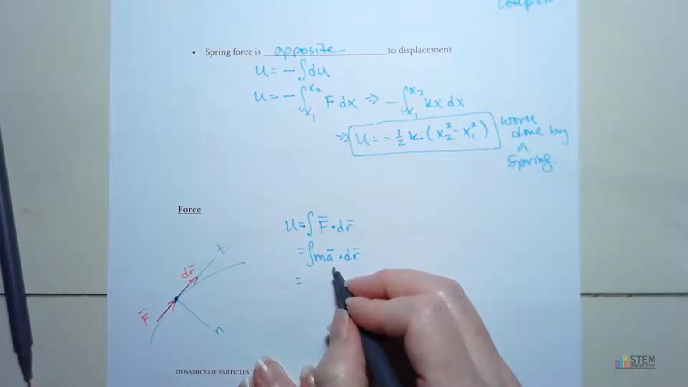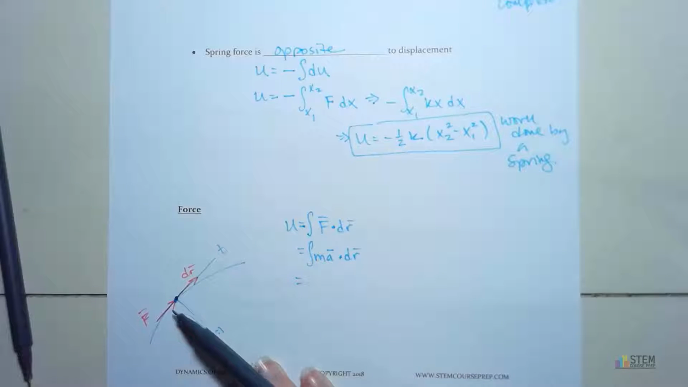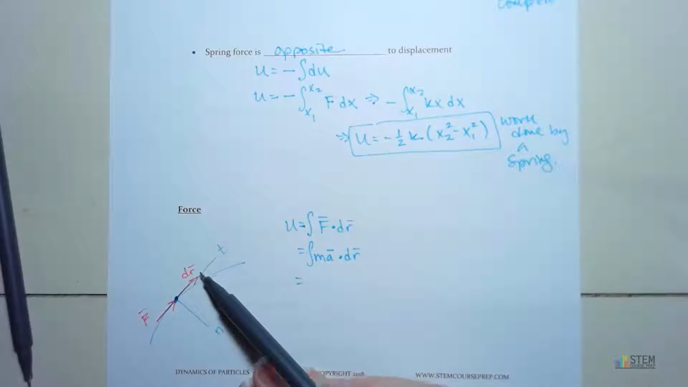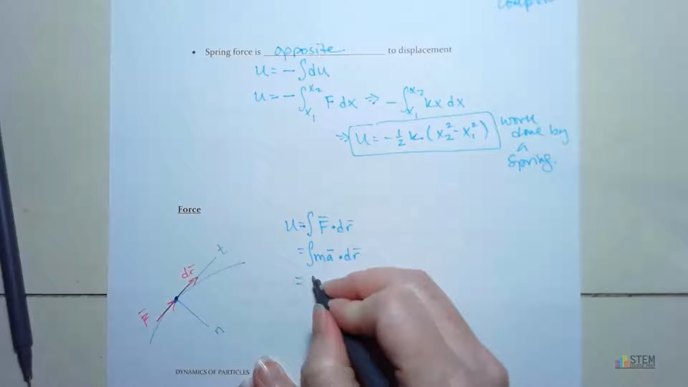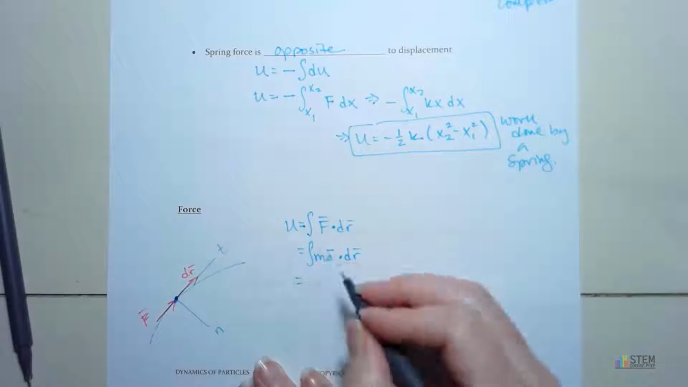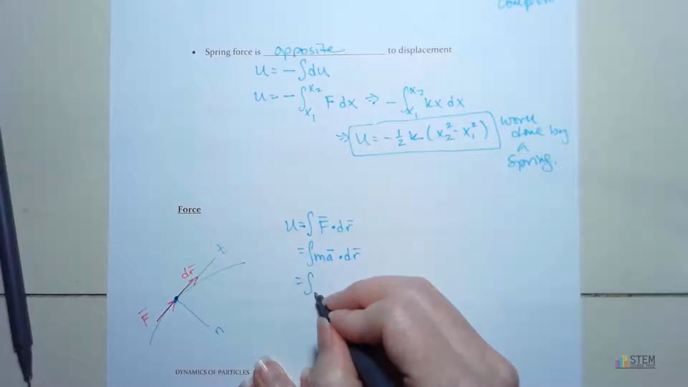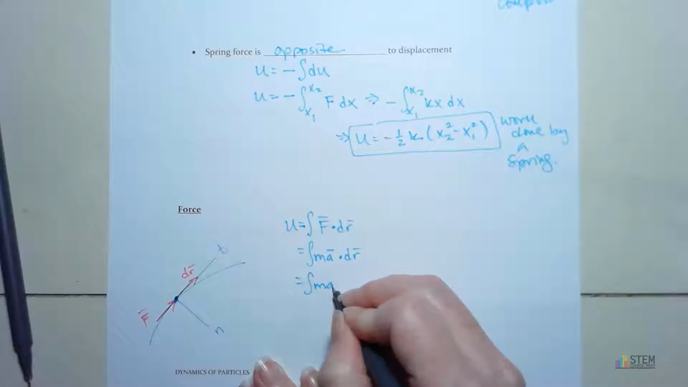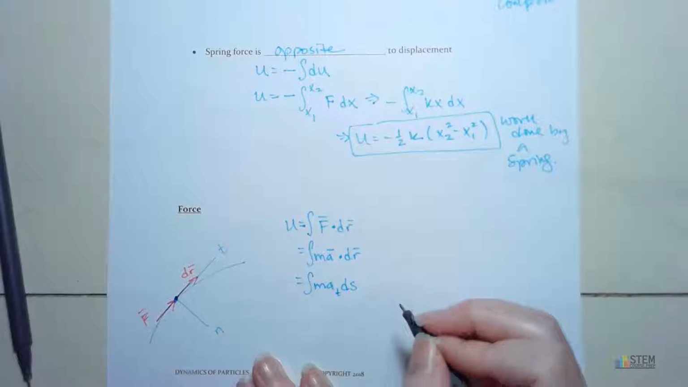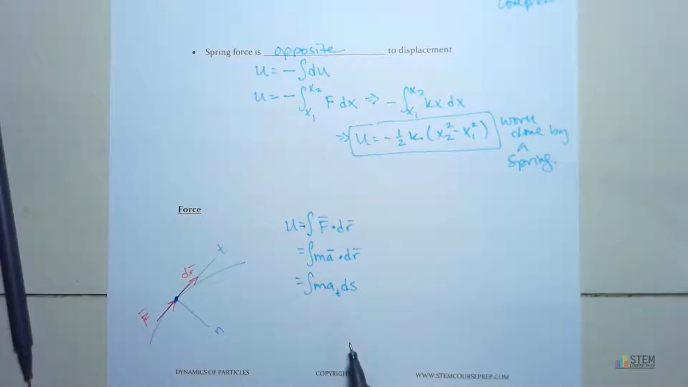And then with this one, the only direction I care about is in the direction of the force. So I care about what's on this t-axis. So that means for my acceleration, I only want the t acceleration. So I'm going to replace this up here with the integral of mass times the tangential acceleration times ds. This is what you'll get after you do the dot product.